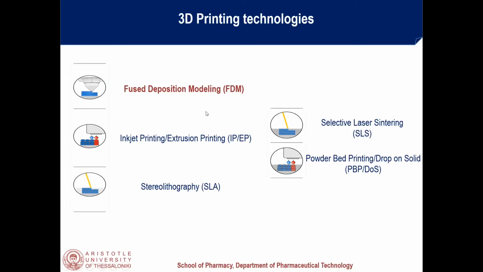Today I'm going to focus on fused deposition modeling, and in essence the operating principle is the successive deposition of molten polymeric strands with specific and standard diameter through heated nozzles. So the nozzle is fed with the polymer, and then we have material deposition on a heated bed, usually in a layer by layer mode.